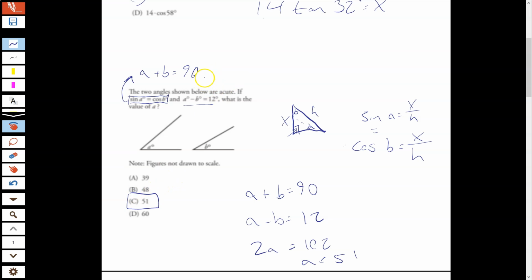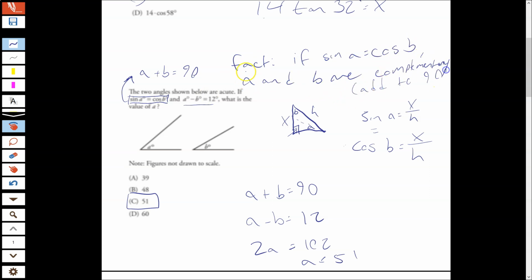So this problem introduces a fact that for whatever reason the SAT people really like. The fact is this. So if sine A equals cosine B, that means A and B are complementary. And complementary is just a fancy way of saying they add up to 90 degrees.